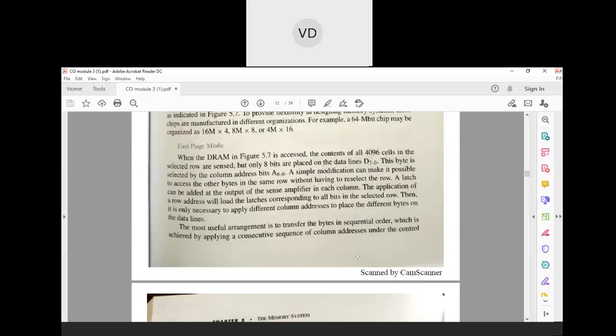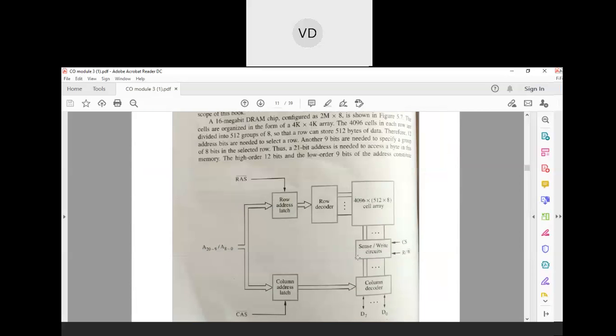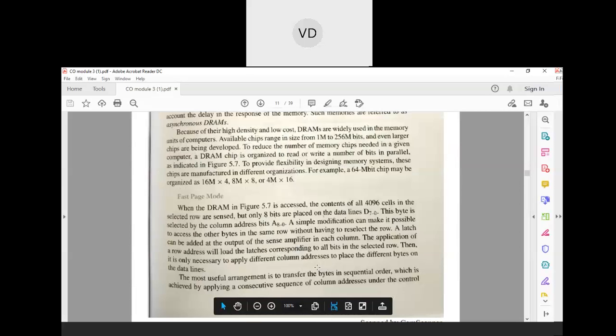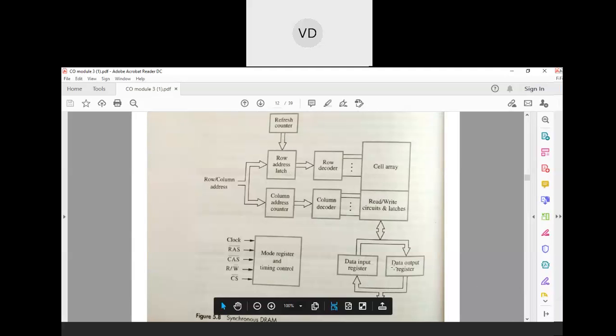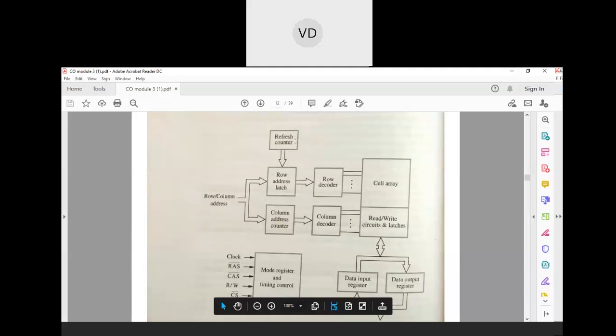The arrangement of all the block diagrams is the same here. For synchronous, the arrangement of all is the same. The only thing we are going to change is that we are going to use extra input registers here, and also a register for output. And we have something extra called the refresh counter. What is this refresh counter?